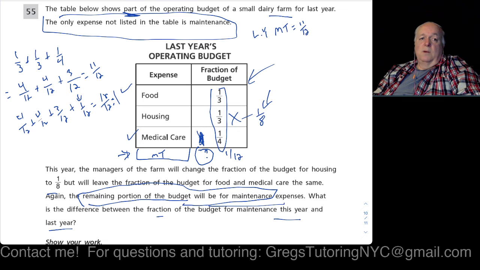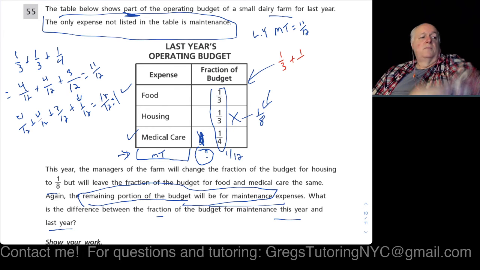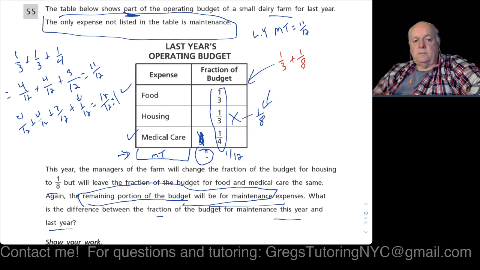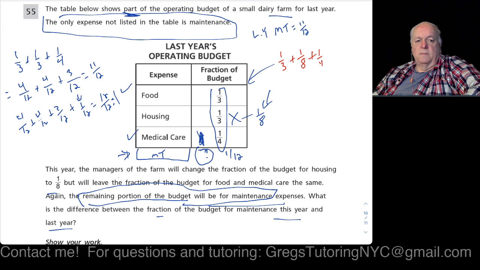Okay. Now what we need to do is figure out this year's maintenance. So we're going to go through the same process. Let me get my handy dandy red. So it told us the food was going to remain the same. The housing is being changed to 1/8. And the medical care stays the same. It says it will leave the fraction of the budget for the food and the medical care the same.